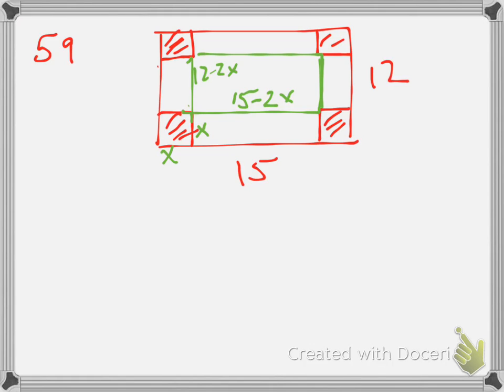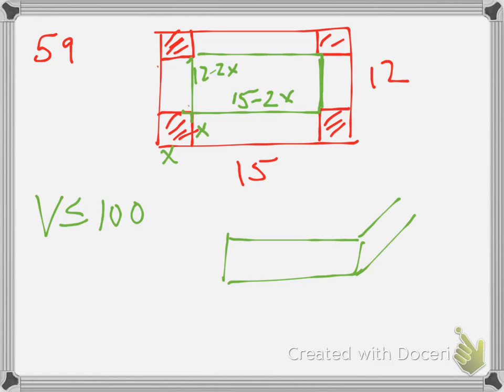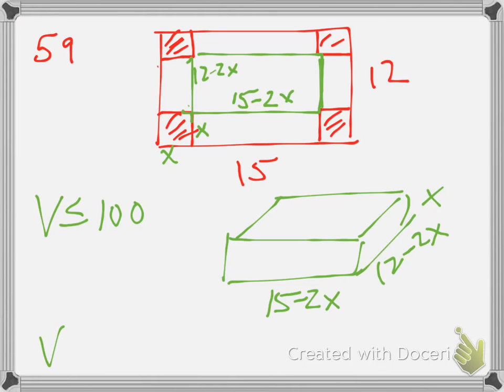And the question says we want the volume of the box in number 59. We want it not more than 100 cubic inches. So we want the volume to be less than or equal to 100. Now when I fold that box up, it's going to look like this. This is going to be 15 minus 2x. This is going to be 12 minus 2x. And what's the height going to be? x. Right? So now I have a function because volume equals length times width times height.